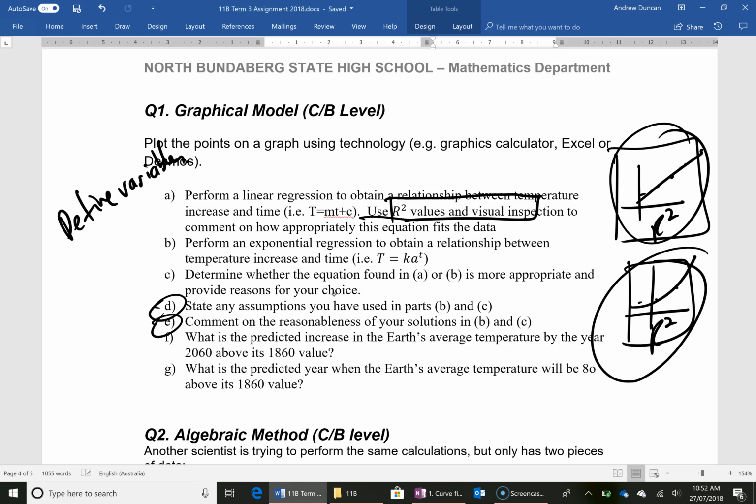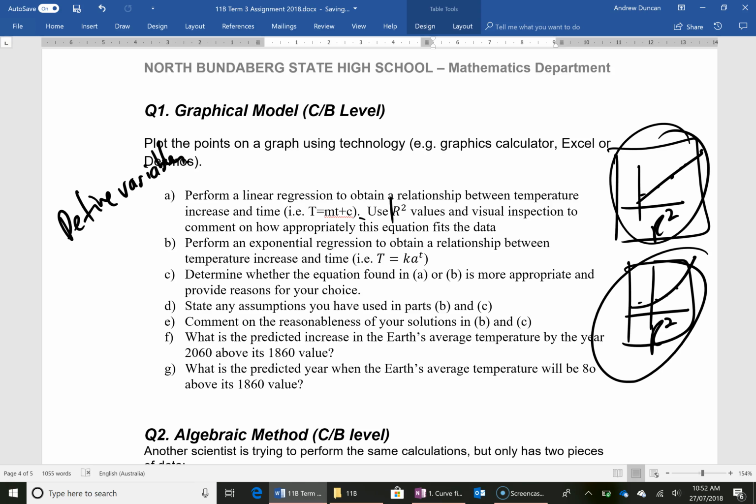Okay, so this underlined sentence should really appear in the question below as well. Okay, it's all getting a bit messy, but that's all right. Okay, and then once you're happy with your model, you'll use it to make some predictions.